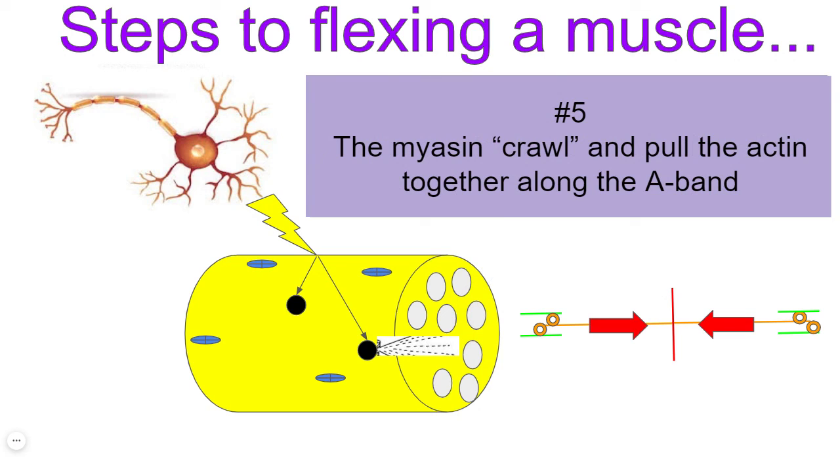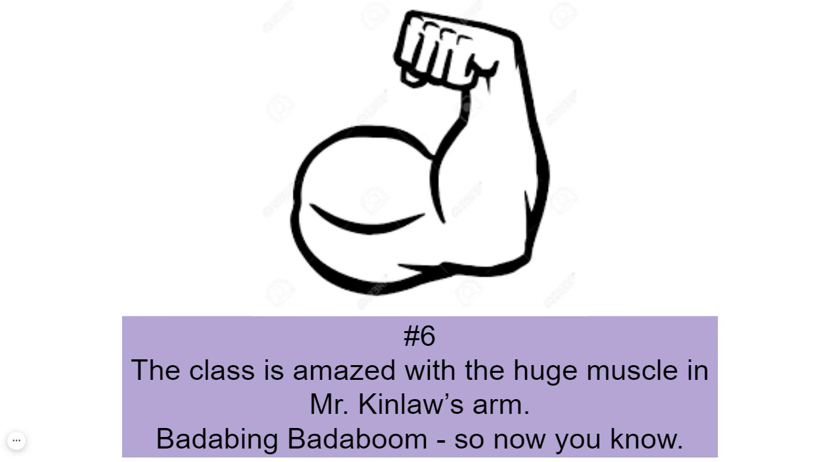Number 5, the myosin crawl. And they pull the actin, those green things there in this drawing, they pull the actin together along the A band, right, along that grouping part of the sarcomere there. So it pulls that A band together and it flexes the muscle. Of course, that's the point where everybody's amazed, right?